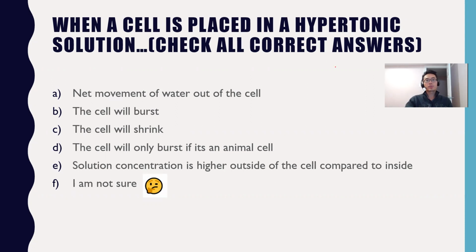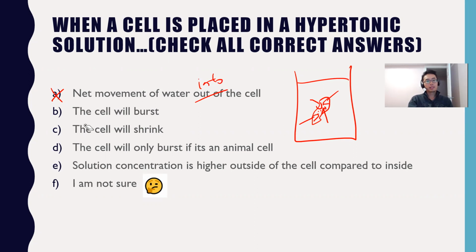Let's see. When a cell is placed in a hypertonic solution, hypertonic means that the cell is gonna shrink up, right? Because you have more solute inside. Okay, so next, movement of water out of the cell. No, it's gonna be into the cell. Okay, and will it burst? No, because you are... Oh, sorry, I drew it wrong. My bad. It's gonna move out like this. Okay, net movement of water will be out of the cell.